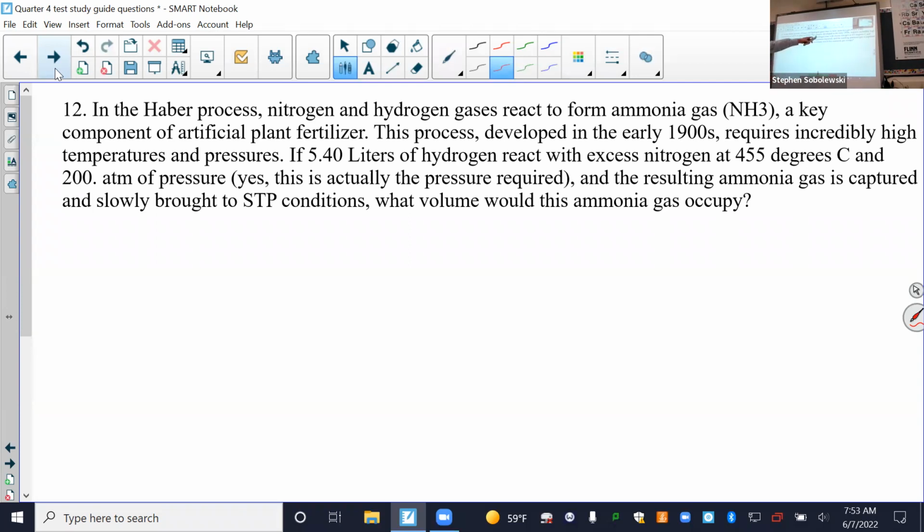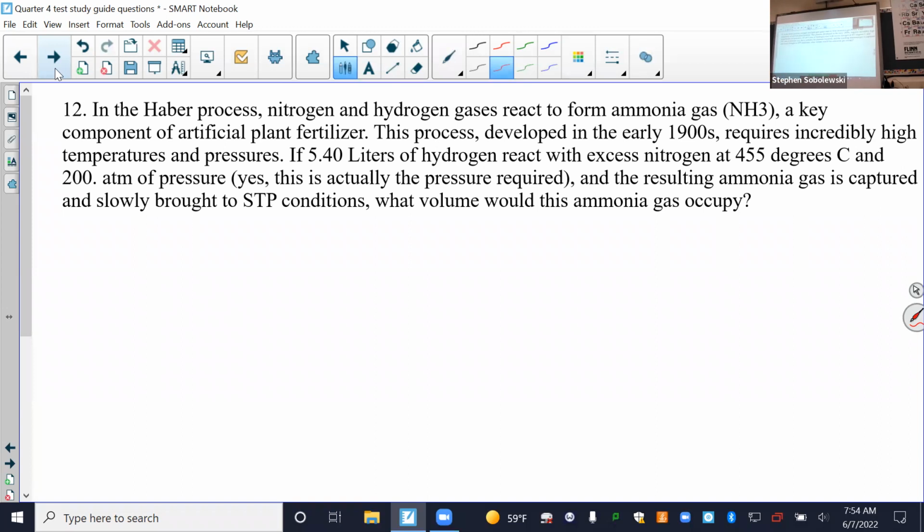But with this process, we formed NH3, which is the main component of fertilizer, and we were able to increase crop yields like tenfold after this. So this is how we helped feed the world in the 1900s and into today. Anyway, also controversial because it was used to make ammonia for bombs in World War I and World War II. So this process, developed in the early 1900s, requires incredibly high temperatures and pressures.